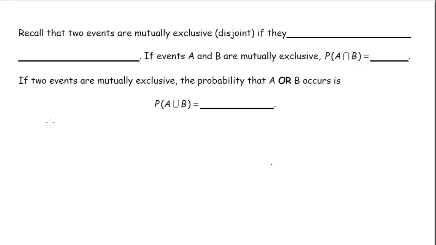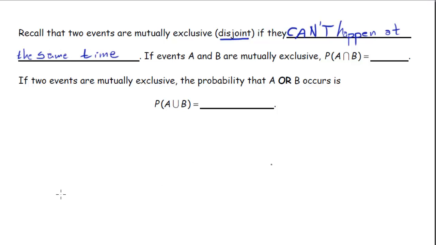Remember, we said for two events to be complementary, they had to be both mutually exclusive and exhaustive. So we've talked about this briefly before, but this word mutually exclusive, or your book will sometimes call this disjoint. So two events are mutually exclusive or disjoint, or you can think of this as separate, if they can't happen at the same time.